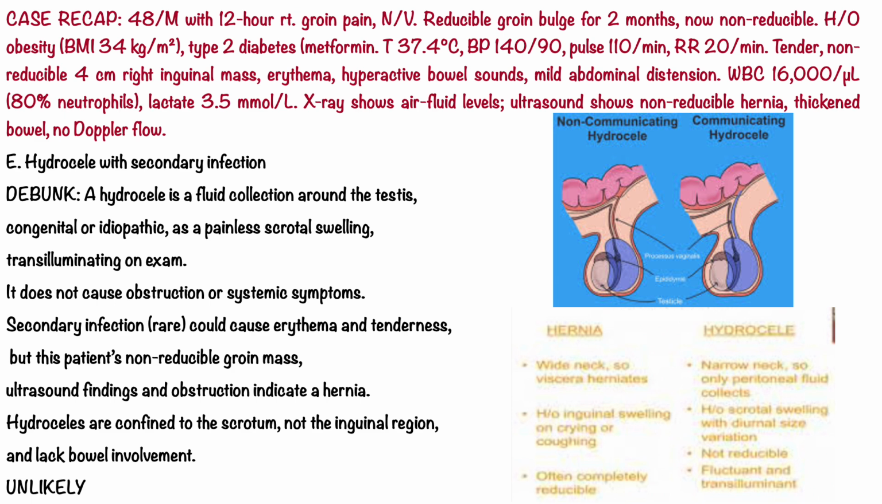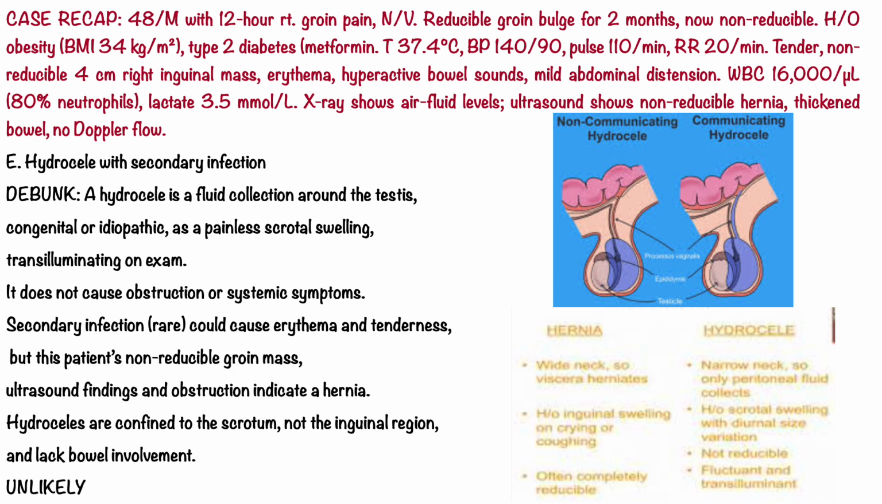Secondary infections are rare, but they could cause erythema and tenderness. But this patient's non-reducible groin mass, ultrasound findings, and obstruction indicate a hernia. Ultrasound findings, as I said earlier, that is non-reducible hernia, thickened bowel, no Doppler flow, and also hydroceles are confined to the scrotum, not to the inguinal region, and lack bowel involvement. So this is very highly unlikely. So what is our diagnosis? The diagnosis is femoral hernia with strangulation.